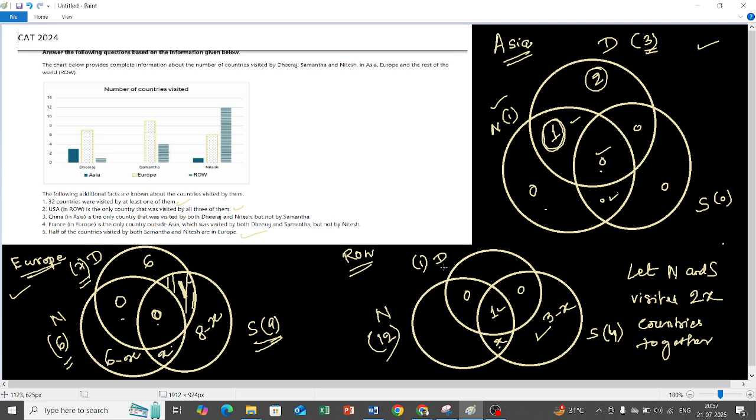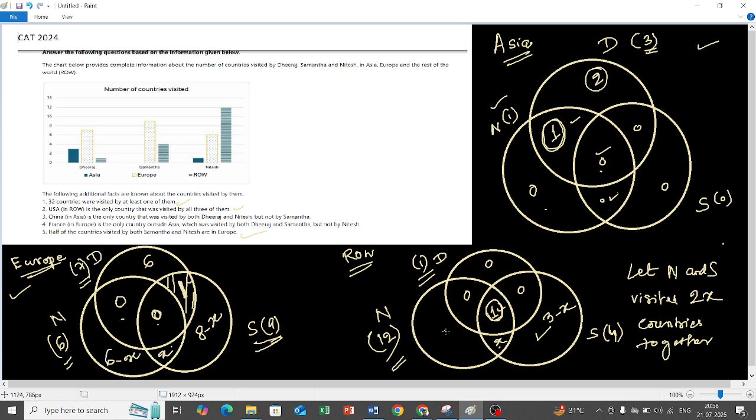Be sure. Now, Dheeraj visited only one ROW country, right? Out of which one has been placed over here. This particular region is common to all of them. So that means Dheeraj didn't visit any other ROW country alone. Agreed? Now tell me how many countries Nitesh visited in ROW alone.